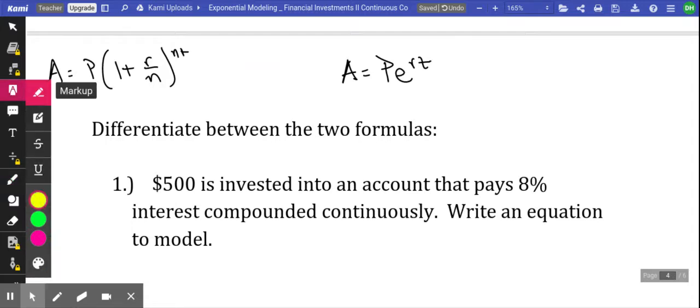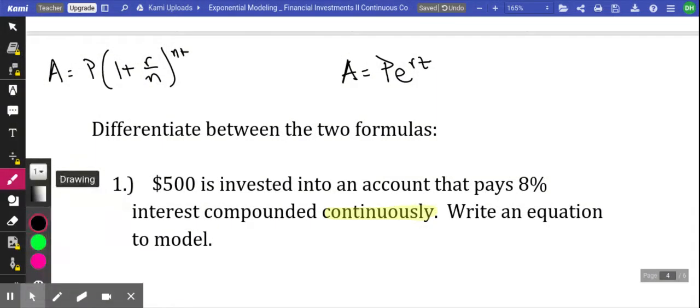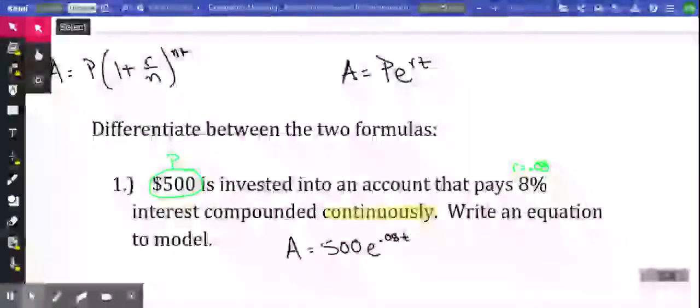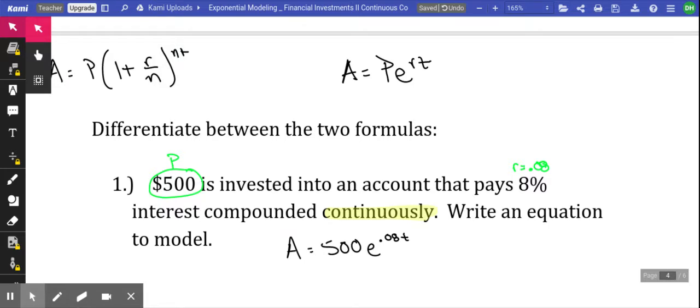In this first one, we've got $500 invested into an account that pays 8% compounded, ding, ding, ding, continuously. Let's highlight some of these variables. 500 is my initial investment, so there's P. My rate is 0.08. We'll write an equation to model that: A equals 500 times e raised to the 0.08t. Depending on what other information they give me, if they give me A, I can solve for t, or if they give me t, I can easily solve for A.